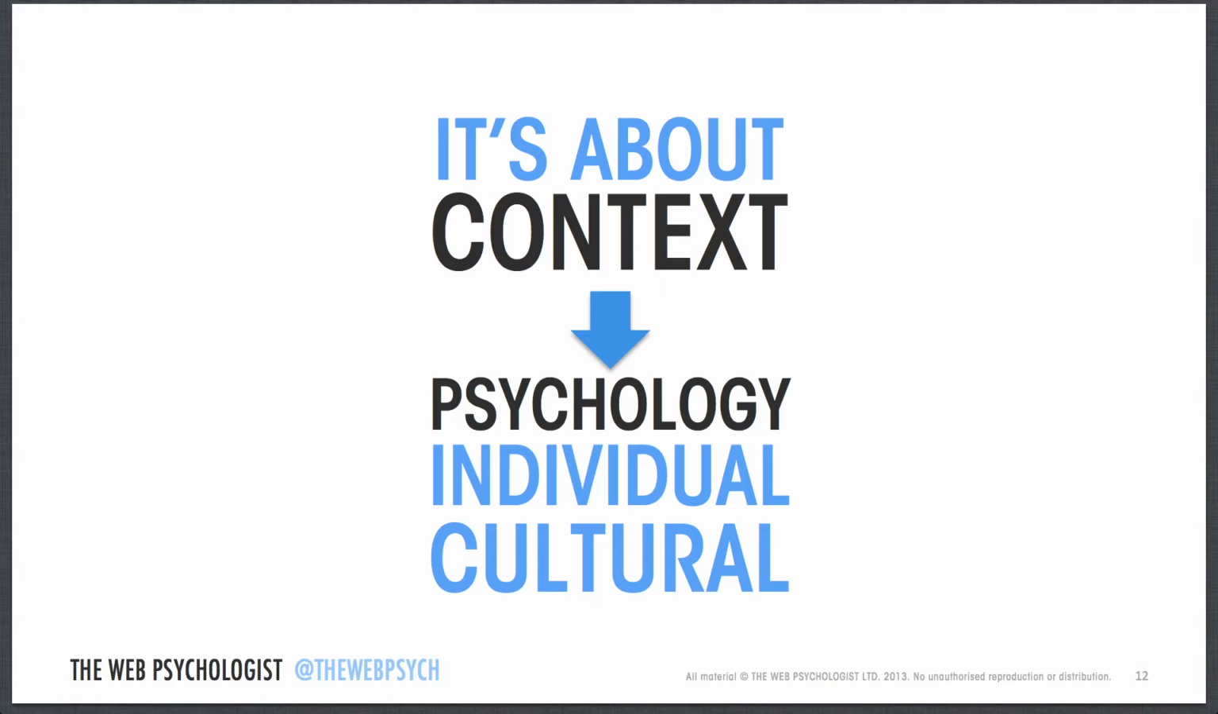In a nutshell, it's about understanding the context of the people that you're trying to reach. And that includes us as consumers. So it's about the cultural context of your audience and the individual context. In all the research that I did for the book, I found that people who were really successful online did three things to be that successful. There are three secrets to online success.